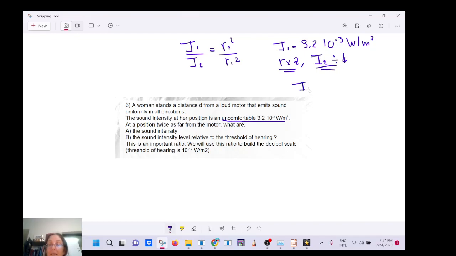So that means I2 will be 3.2 times 10 to the negative 3 divided by 4, which is... 4 goes into 32 8 times, right? So it's going to be 8 times 10 to the negative 4 watt per meter square. And you can always pause the video.